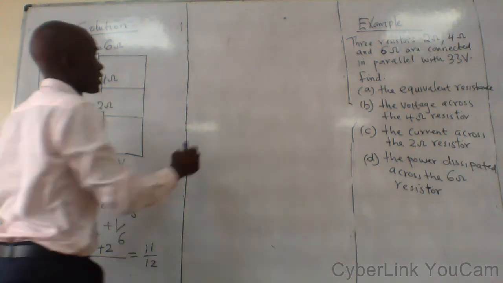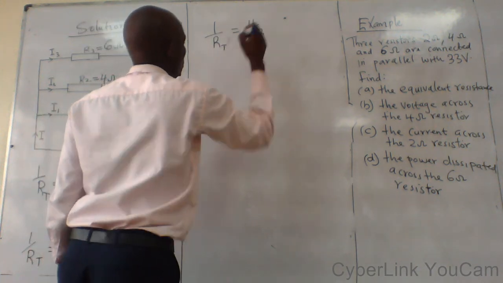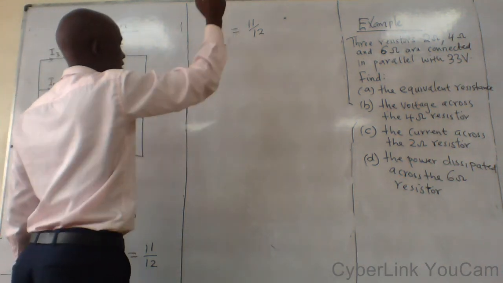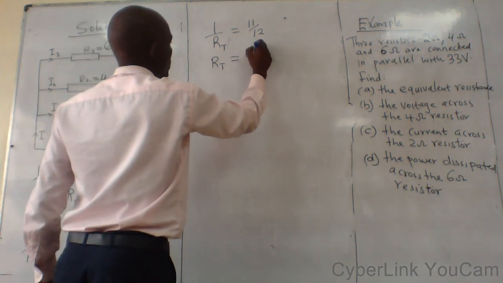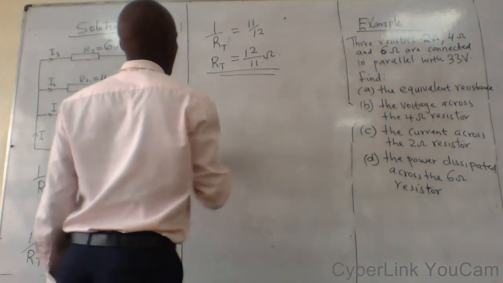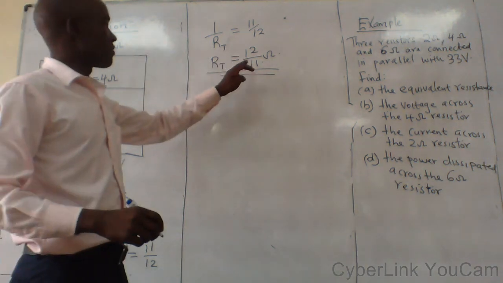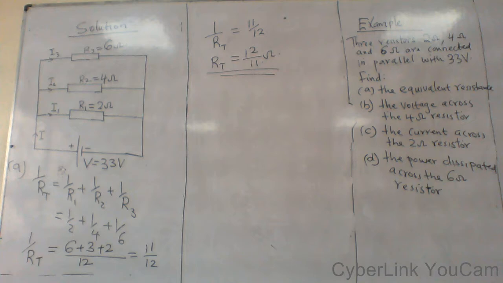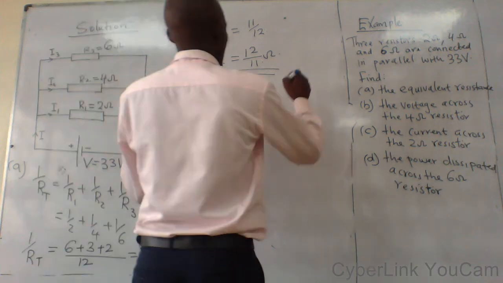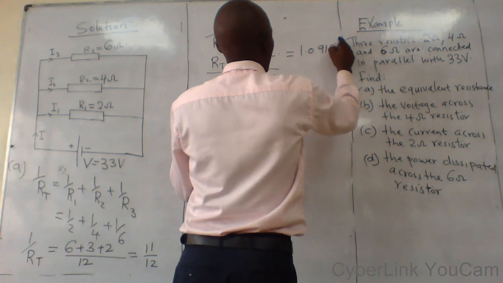So it means that 1 over R total will be equal to 11 over 12. If you want to know the total resistance, R total, you take the reciprocal. The reciprocal will be 12 divided by 11 ohms. So the total resistance of the circuit is 12 divided by 11, which you will get as 1.091 ohms.